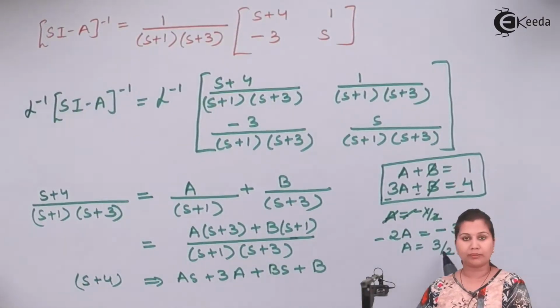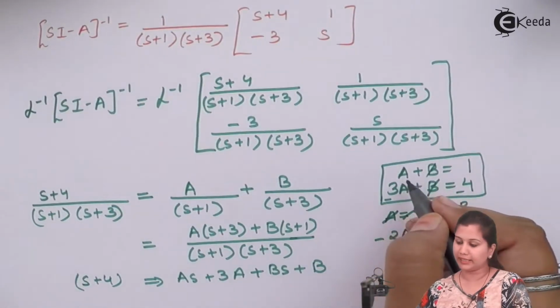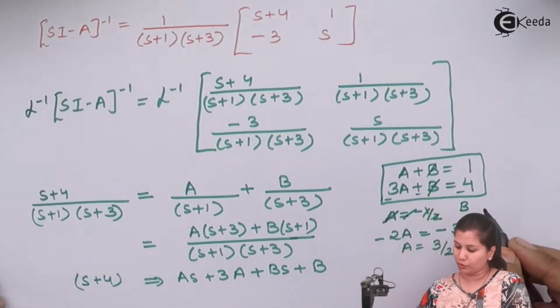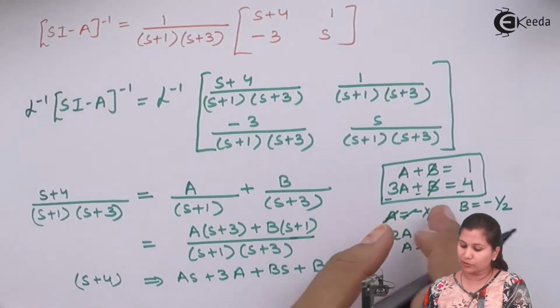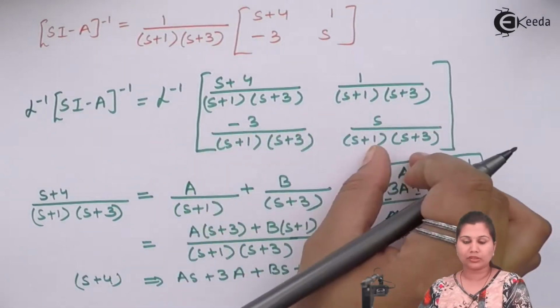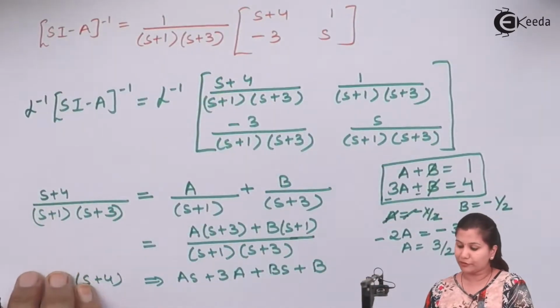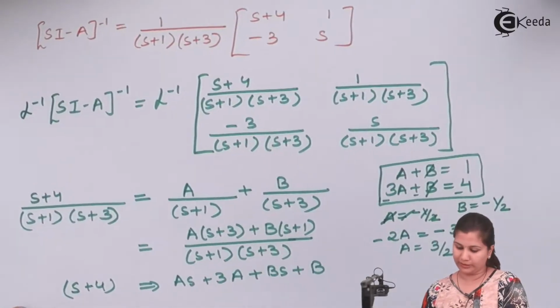So A is 3 by 2, and B will be, put the value of A here. So B will be equal to 1 minus 3 by 2. So B will be equal to minus 1 by 2. So in this way, you can factorize all these terms and convert them into the partial fraction form so that we can easily apply the inverse Laplace formulas directly.